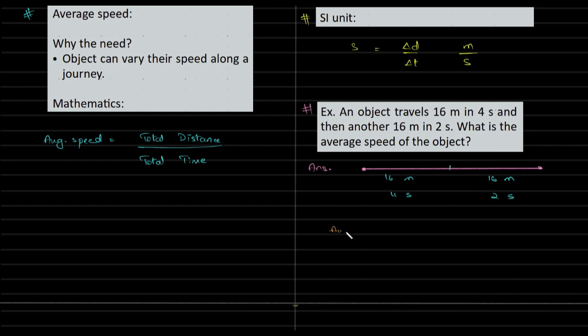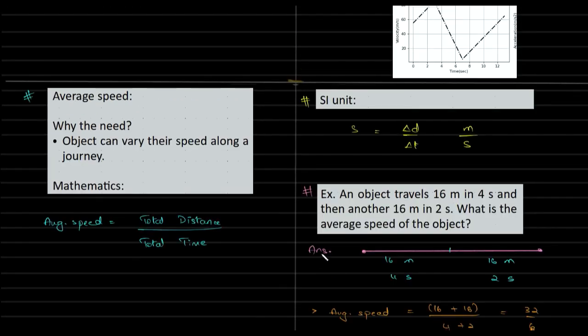So average speed is total distance, that is 16 plus 16, divided by total time, 4 plus 2, that is 32 by 6, and on taking the ratio it will be 16 by 3 meter per second. This is your average speed.